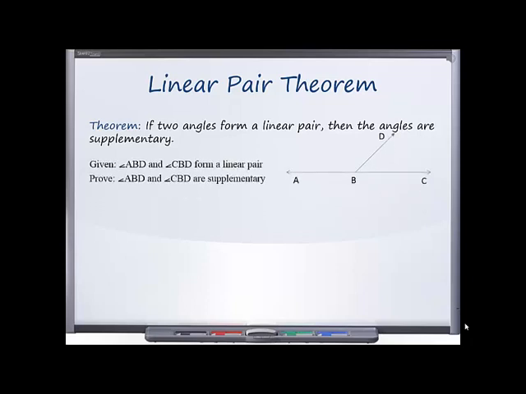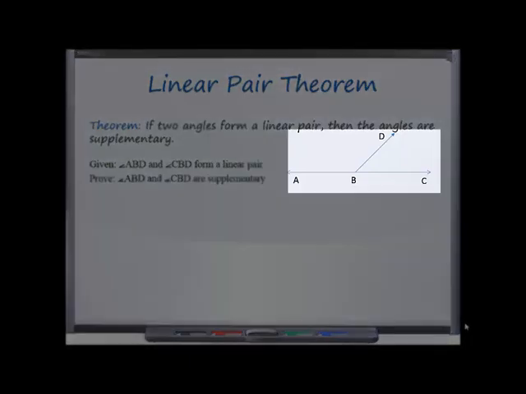So we're given two angles that form a linear pair, ABD and DBC. Remember, those are two adjacent angles lying along that straight line AC, or they form a straight angle, ABC. And we want to prove that ABD and CBD are supplementary. If we plan out what this proof would look like, it is pretty logical that two angles that lie along a straight line are supplementary, because we know that a straight angle measures 180 degrees. So we want to use all this information in our formal proof.